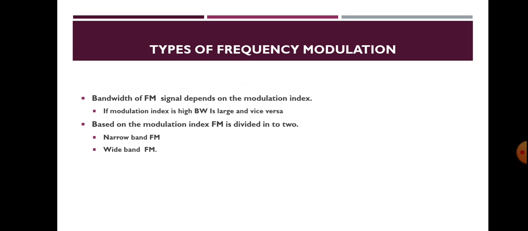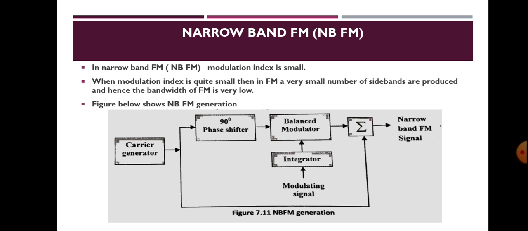The bandwidth of the FM signal depends upon the modulation index, that is MF. If the modulation index is high, the bandwidth is a large number. So, corresponding to a high bandwidth, the modulation index will be high. Similarly, when the modulation index is low, the bandwidth will be smaller. So, based on the modulation index, frequency modulation is divided into two: narrow band FM and wide band FM signals.